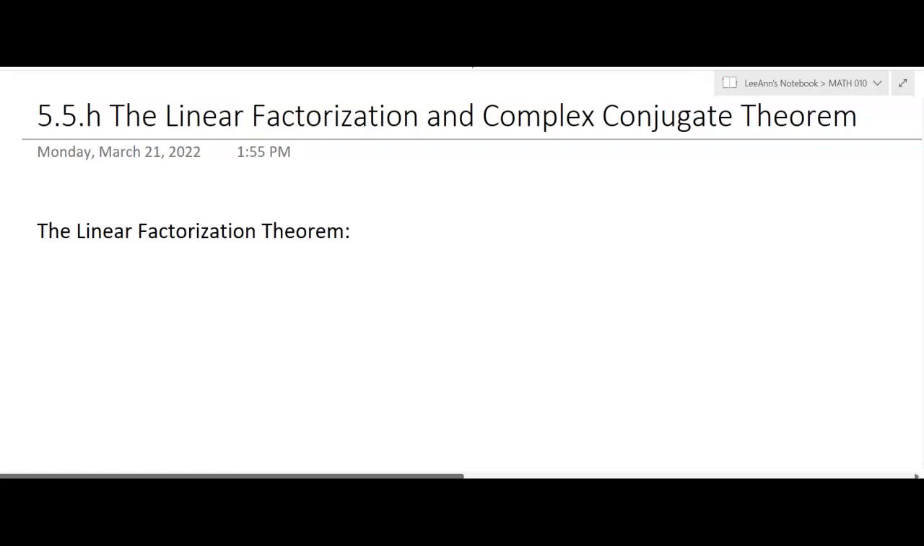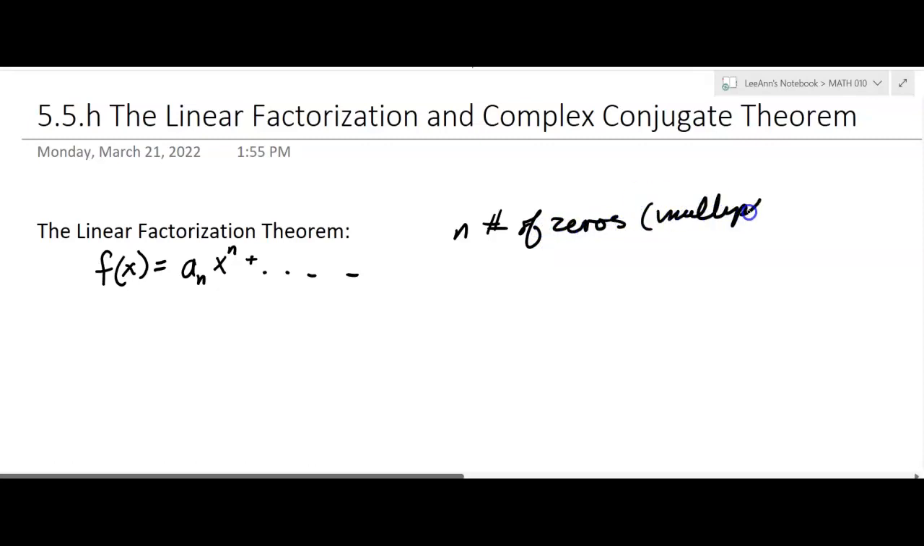Okay, so the linear factorization theorem, we kind of already have alluded to this, but if you have f of x equals a sub n x to the nth plus, and then you have these, well, you know you're going to have n zeros, n number of zeros, counting multiplicity. But you also have n number of factors, and that's also including multiplicity.